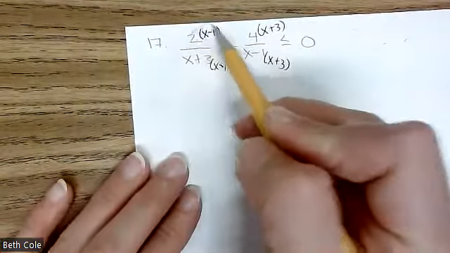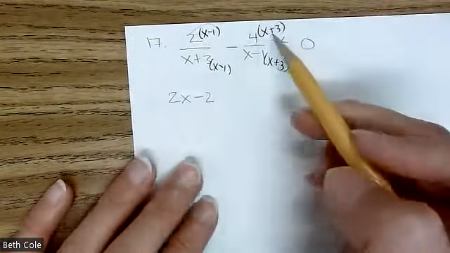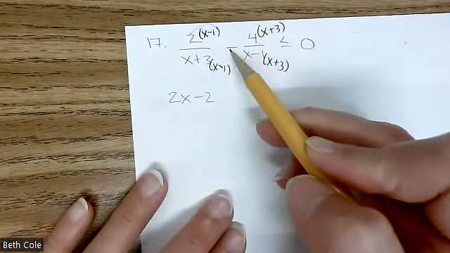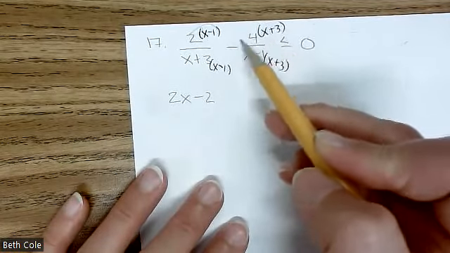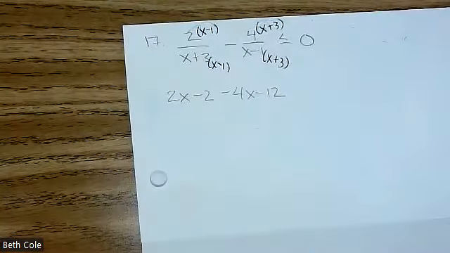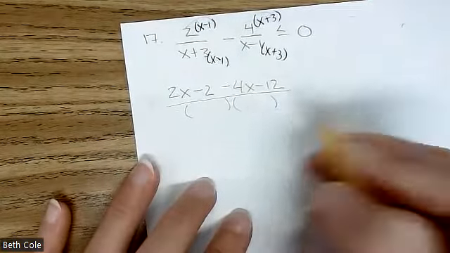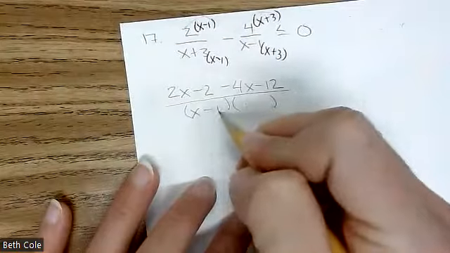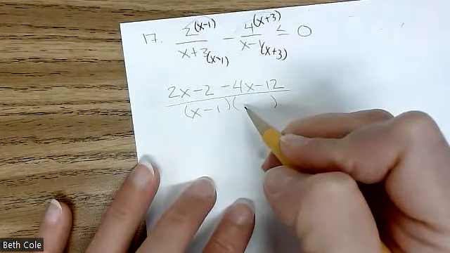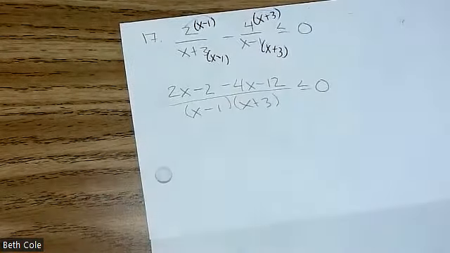All right, distribute the 2 for me. What have we got? 2x minus 2. Perfect. This is not a 4, but a negative 4. If you distribute a negative 4 into there, negative 4x minus 12. And then this is the other common mistake in this problem. People wipe out the entire denominator. It's still there. What is it? X minus 1 and x plus 3. Don't get rid of it.